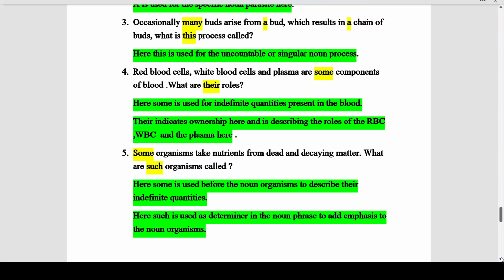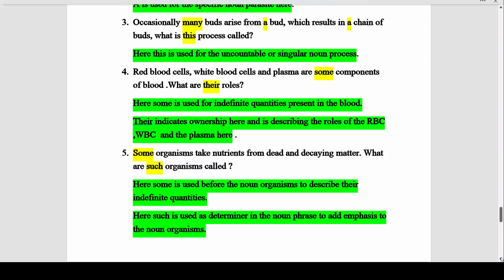Number 5. Some organisms take nutrients from dead and decaying matter. What are such organisms called? Why am I using some? I explained to you, because it is used before the noun organisms to describe their indefinite quantities. And why am I using such? Such is used as the determiner in this noun phrase to add emphasis to the noun organisms. Whom are we talking about? We are talking about organisms. And what is the question I'm asking about? I am asking questions about those organisms only. Therefore, I will use the determiner.